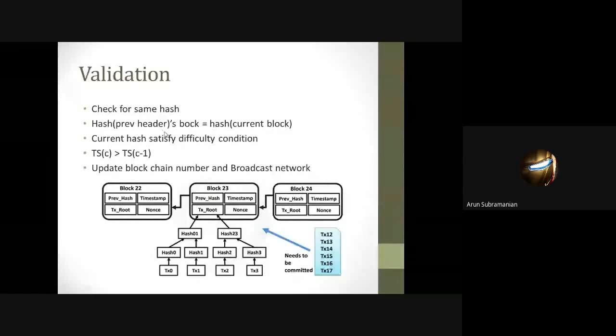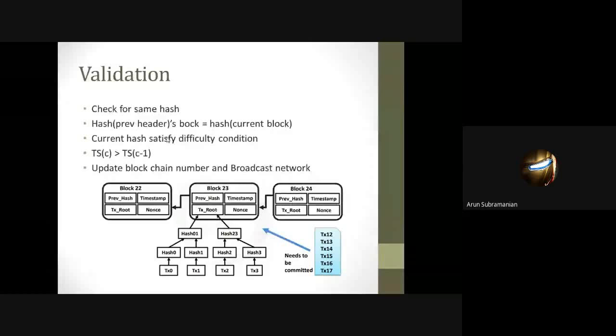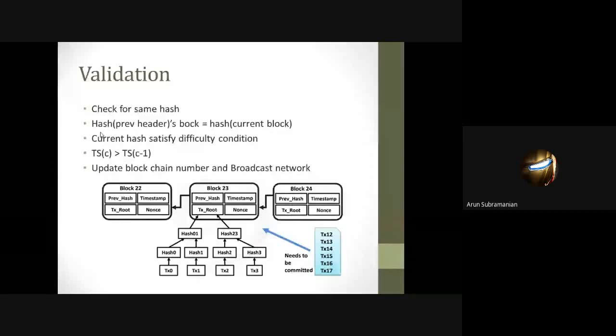Then another condition is that the difficulty condition should be satisfied, because by introducing multiple nonce values, we made the hash of the header less than the difficulty value, right? That value should be matched. That is the third validation. And the timestamp of the current block should be greater than the timestamp of the previous block. Ideally, the older block is 4 minutes behind and block 23 will be C plus 4, created after 4 minutes. So the timestamp should obviously be greater.